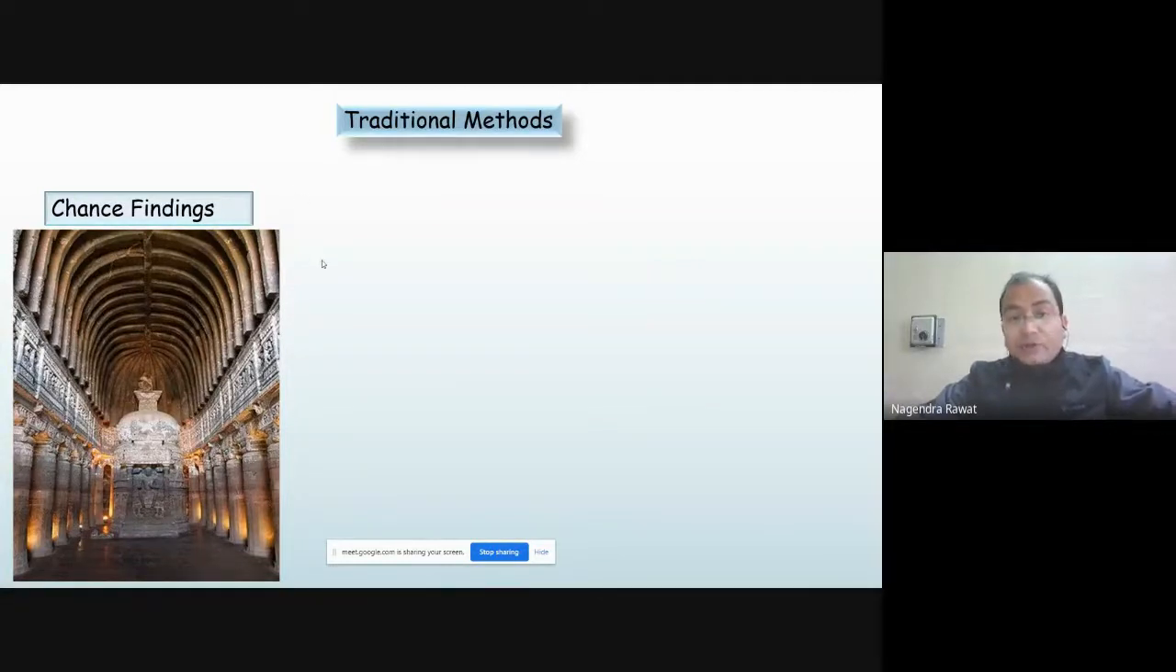Next, if you talk about Ajanta, yes, Ajanta is a good example of a chance finding. It happened in 1819, when a British officer, I think John Smith, was traveling in that area, and he discovered all the caves of Ajanta by chance. So chance finding has the most important role in the archaeology of India and the world as well.